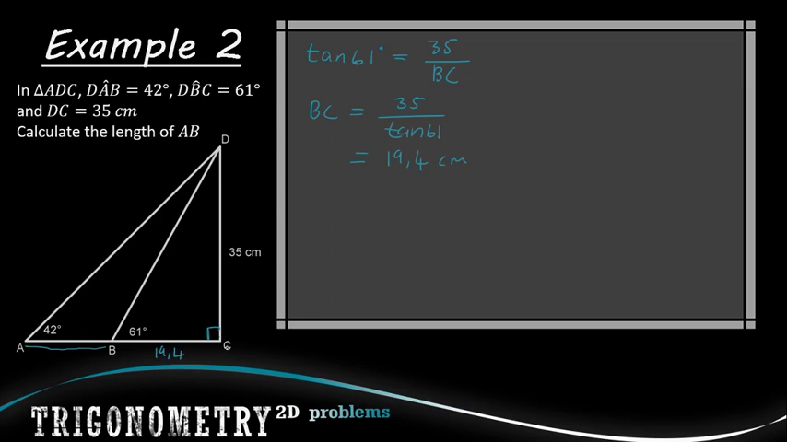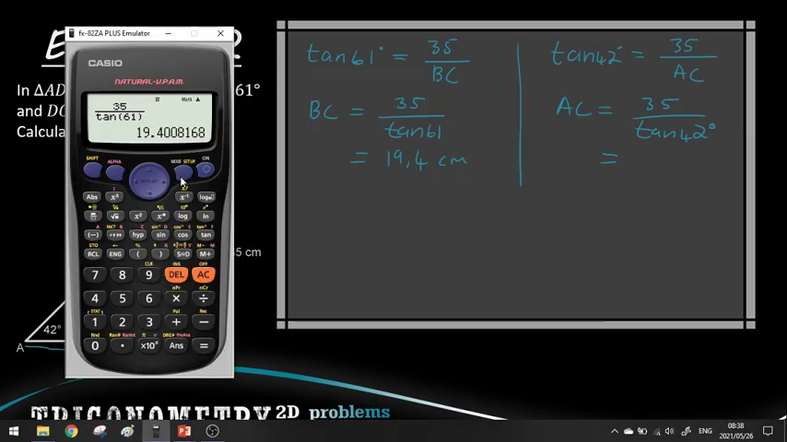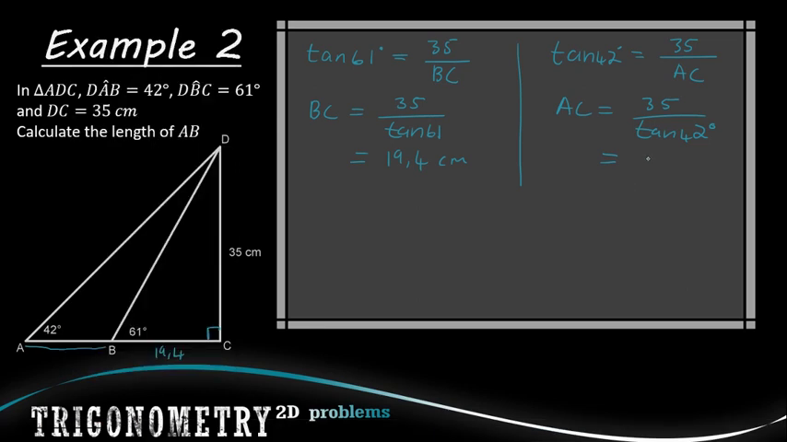Now to find AC, we use the big triangle, and from this angle over here, we yet again have opposite and adjacent. So once again, we're just going to use tan. Tan of 42 degrees is equal to opposite, which is 35, over adjacent, which is AC. Solve for AC, and we get 35 over tan of 42. Type it in. And that gives us 38,87.